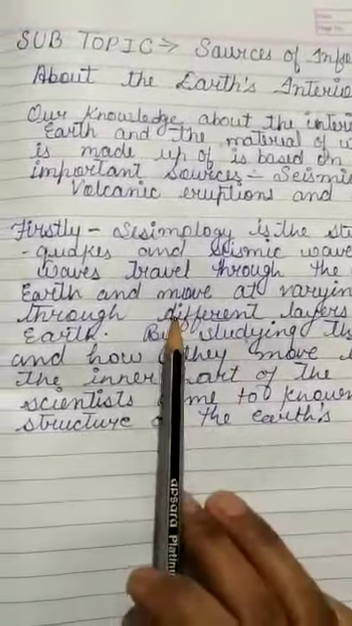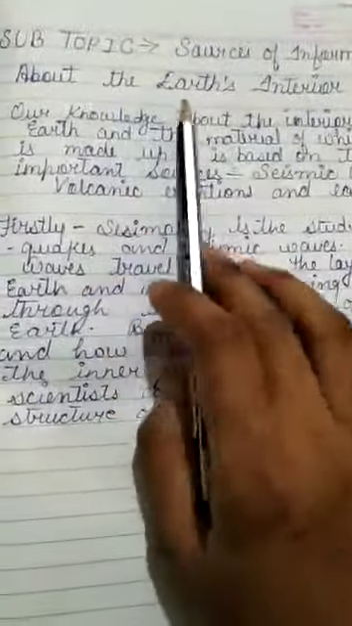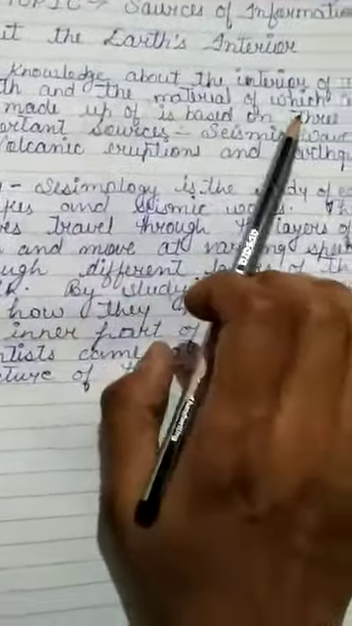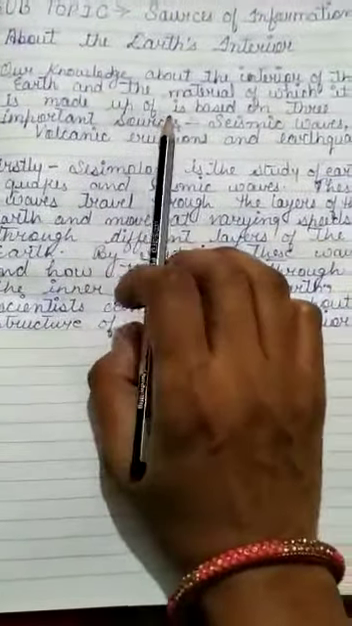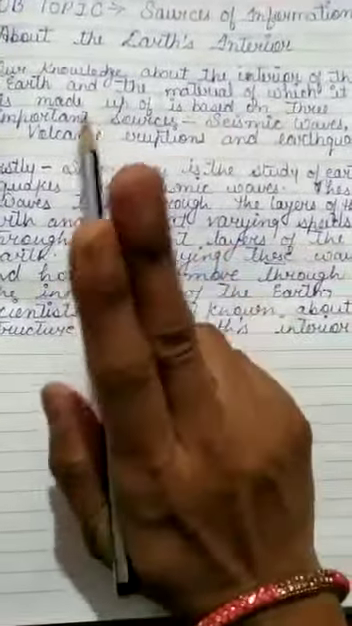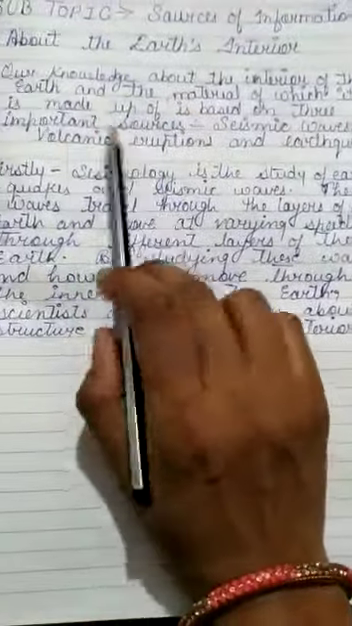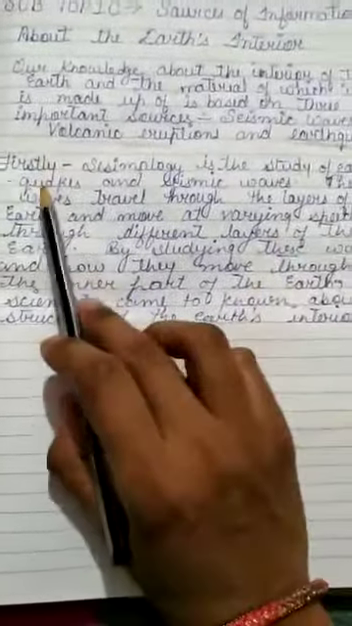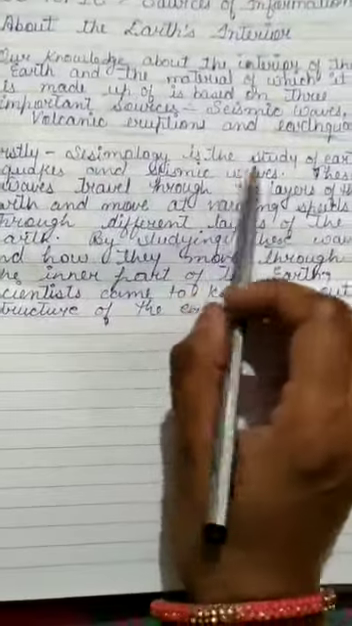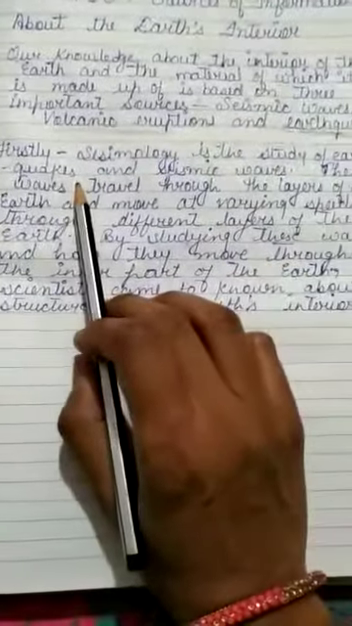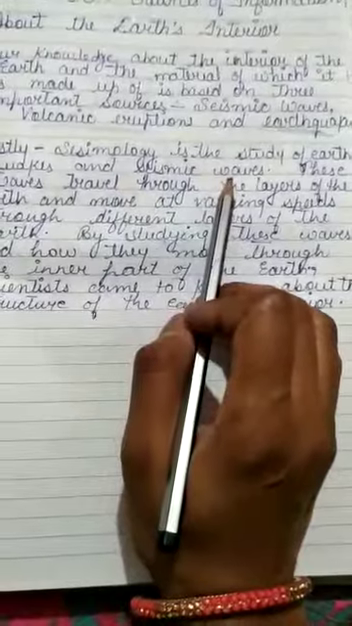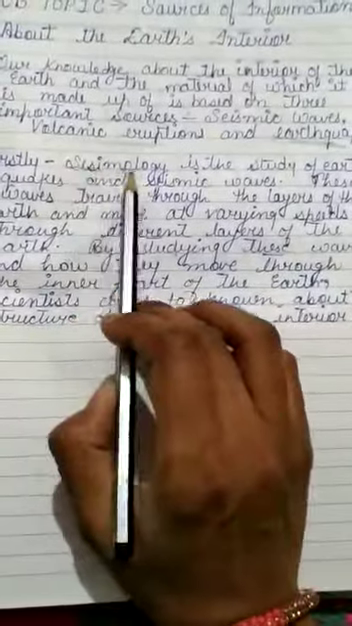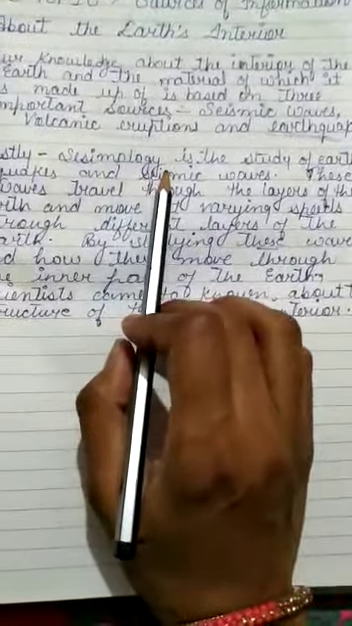Now let's understand the sources of information about the earth's interior. Our knowledge about the interior of the earth and the material of which it is made up is based on three important sources. First is seismic waves, second is volcanic eruption, and third is earthquake. Firstly, seismology is the study of earthquake and seismic waves. In your previous class, you learned about seismology and earthquakes.